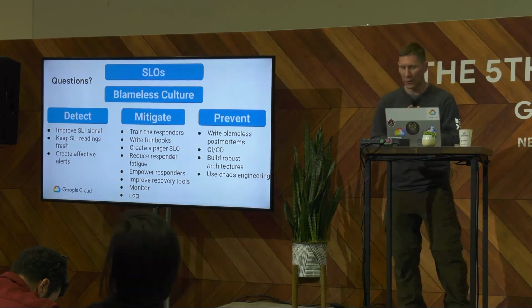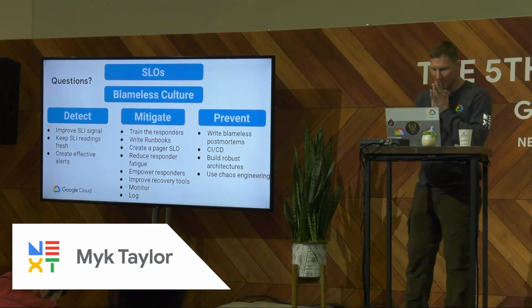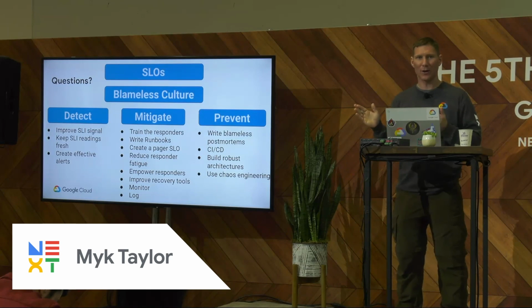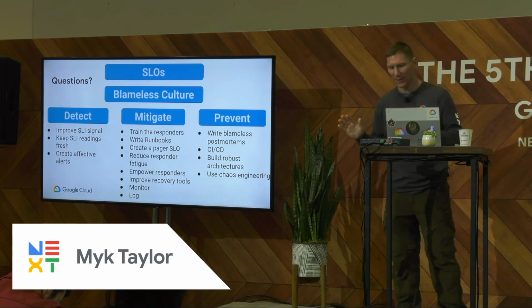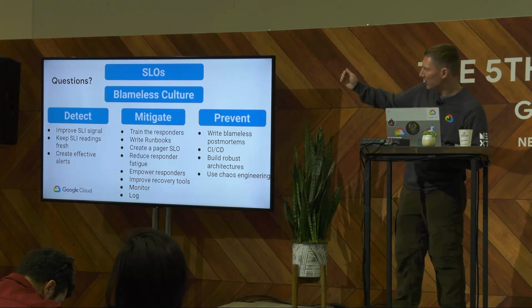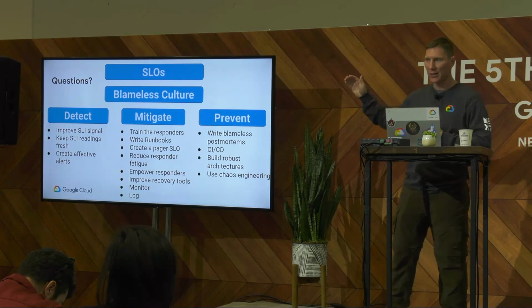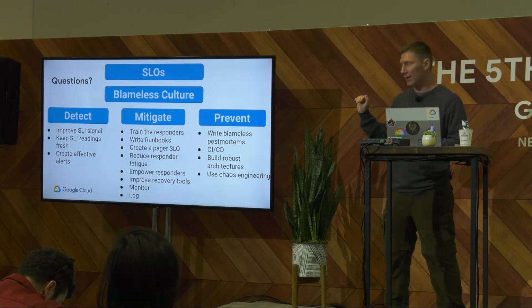So, what are the most important things that we covered today? I mean, pretty much all of them are ignore at your own peril, but I think the most important ones are the two at the top, SLOs and blameless culture. This is what underpins everything else.